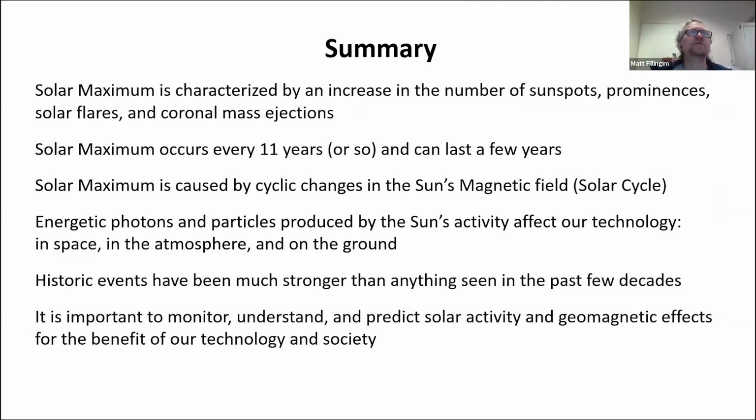Okay, so I think this brings me to my summary. Basically, solar maximum, what is it? It's characterized by an increased number of sunspots, but associated with that are prominences, solar flares, and coronal mass ejections. And these happen every 11 years or so, but the duration of the maximum can be a year or two. So the maximum started in 2024. We're still in the maximum in 2025. Maybe it'll go throughout this year. We'll see increased numbers of flares and sunspots and all that. It's caused by these cyclic changes in the sun's magnetic field that cause the solar cycle.